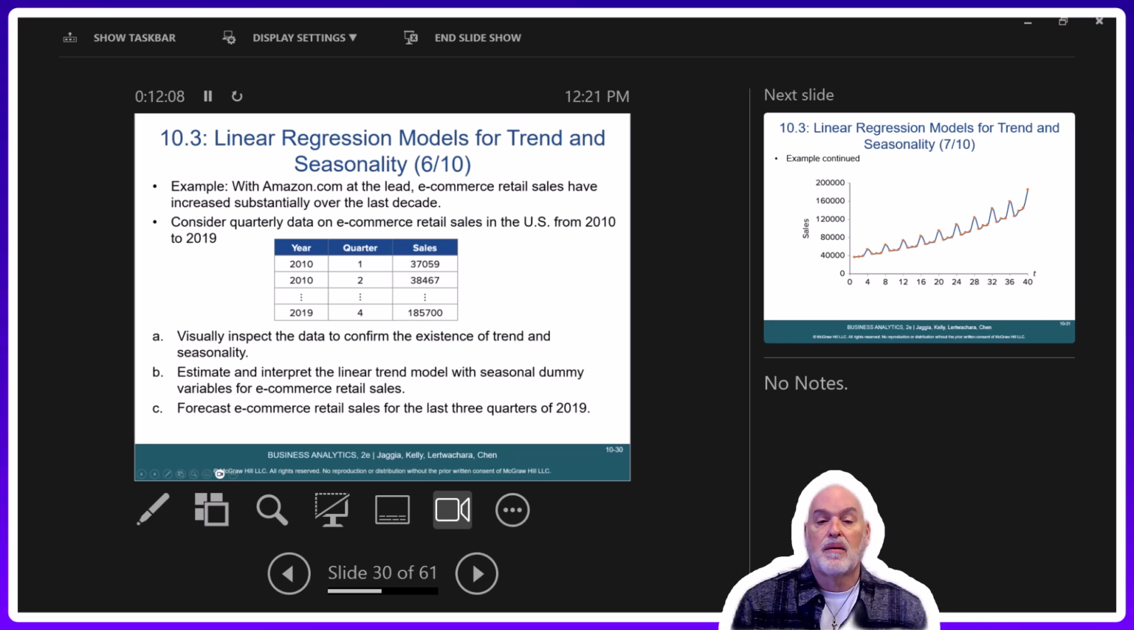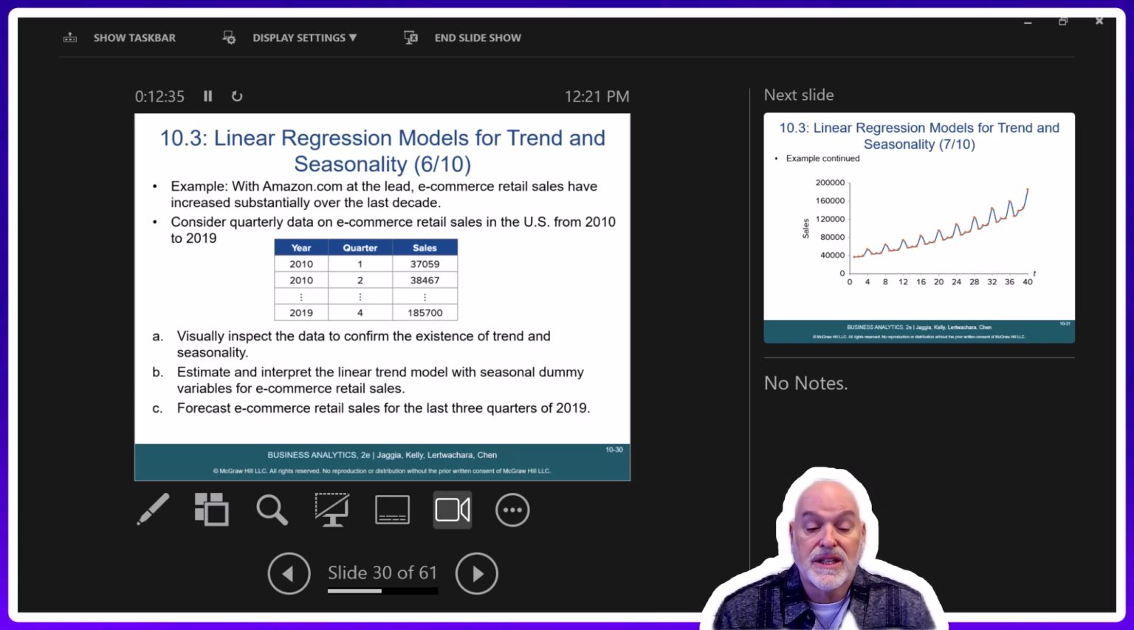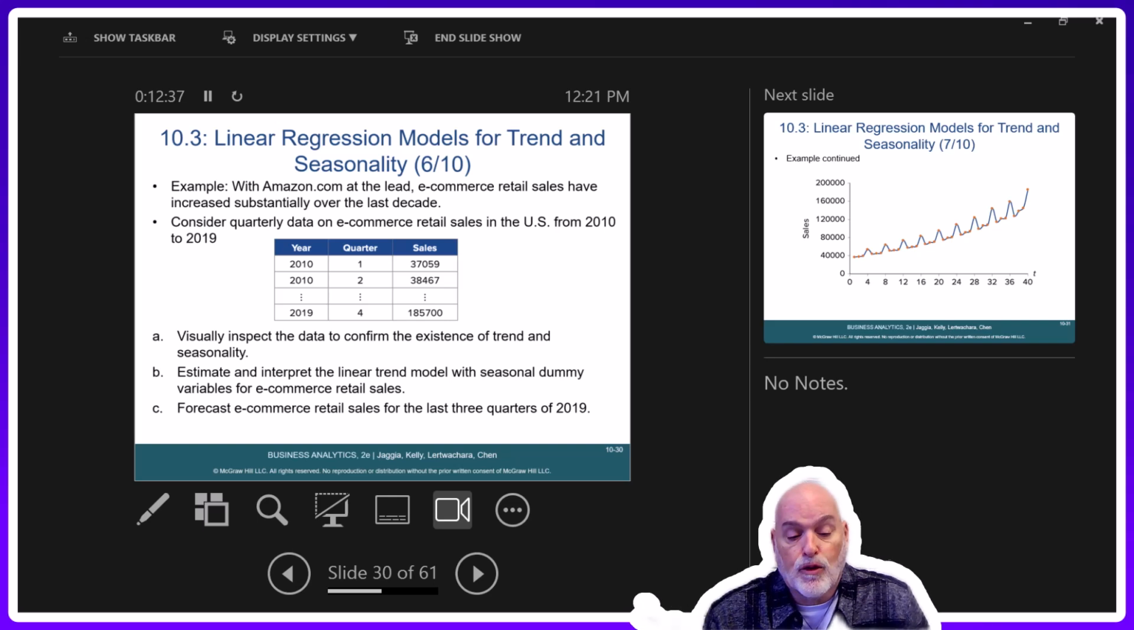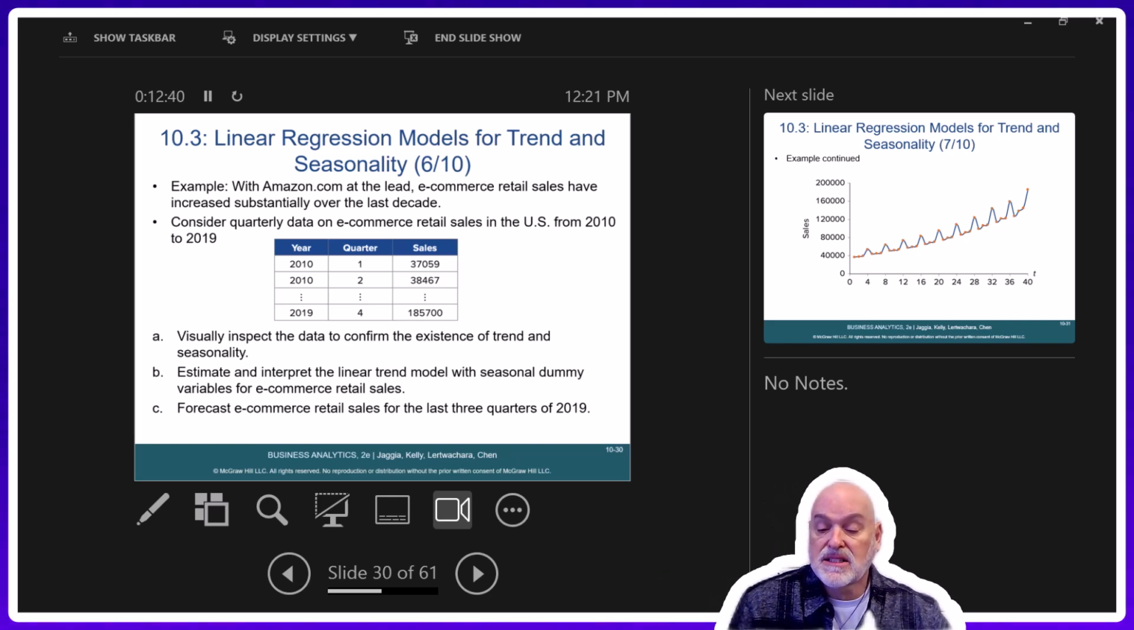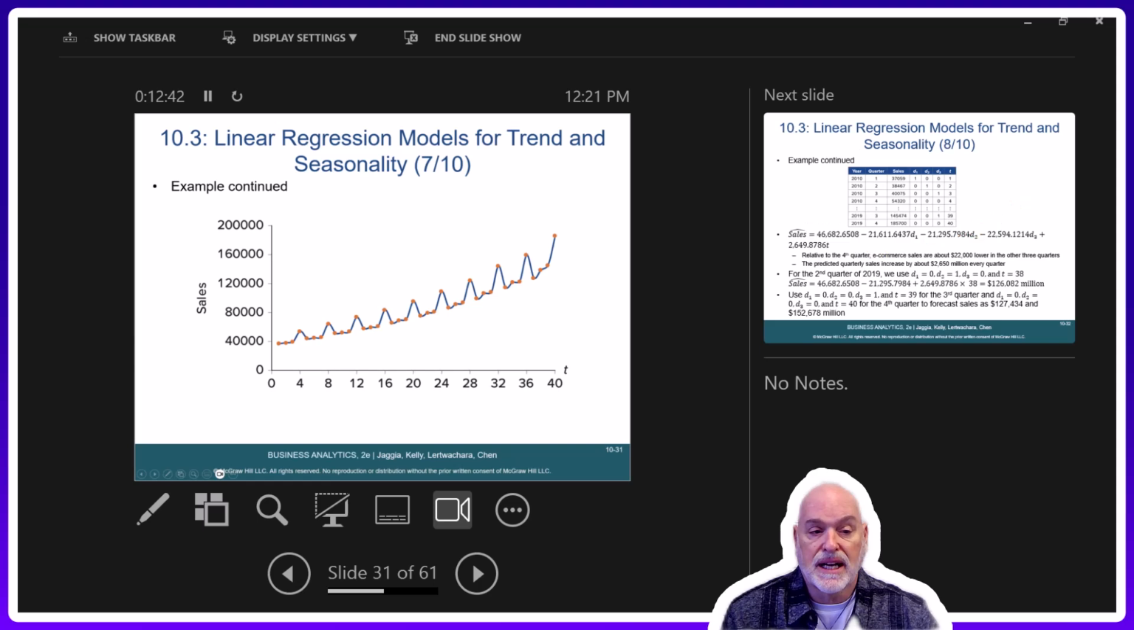With Amazon.com in the lead, e-commerce retail sales have increased substantially over the last decade. And this is linear regression models for trend and seasonality, continued. Consider quarterly data on e-commerce sales in the United States from 2010 to 2019. And these are e-commerce retail sales. Visually inspect the data to confirm the existence of a trend and seasonality. Estimate and interpret the linear trend model with seasonal dummy variables for e-commerce retail sales, and forecast e-commerce retail sales for the last 3 quarters of 2019.